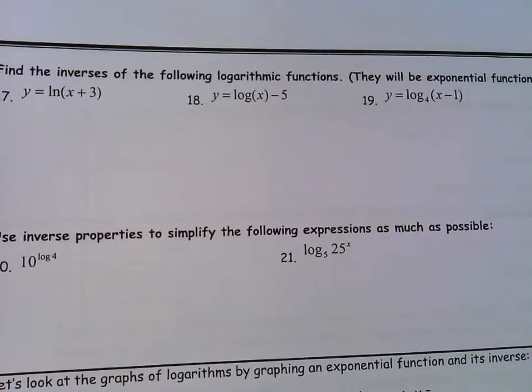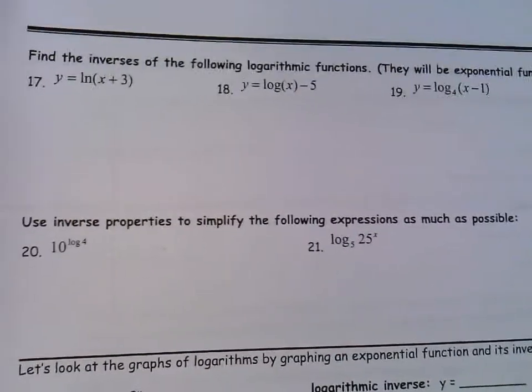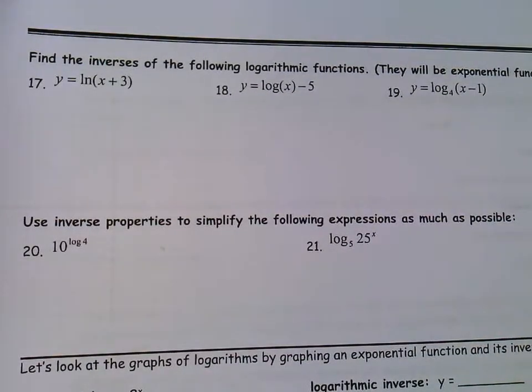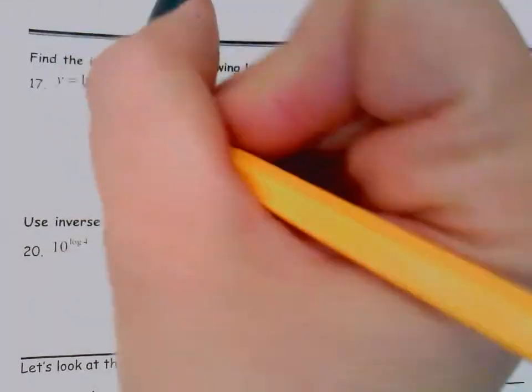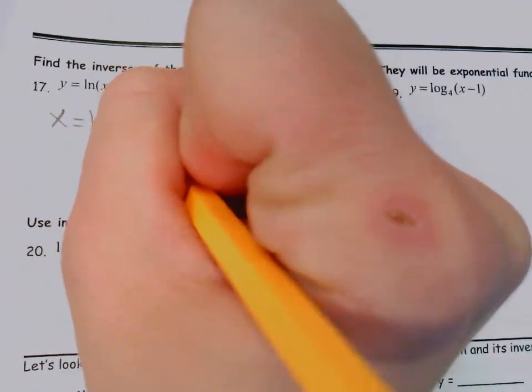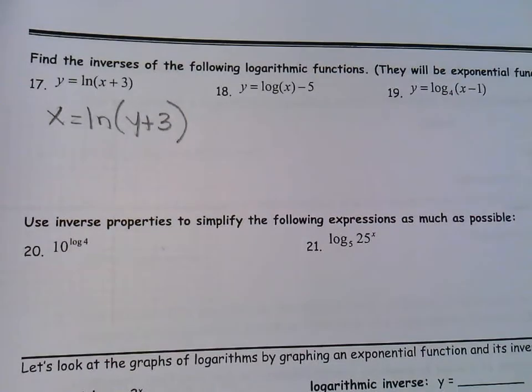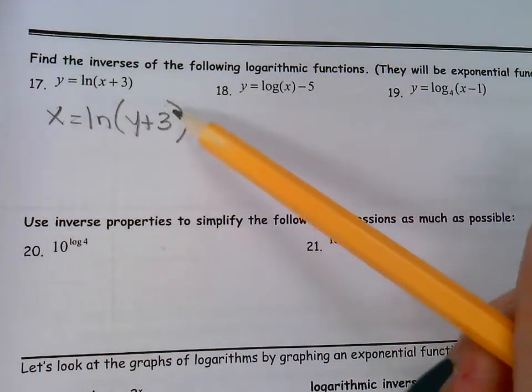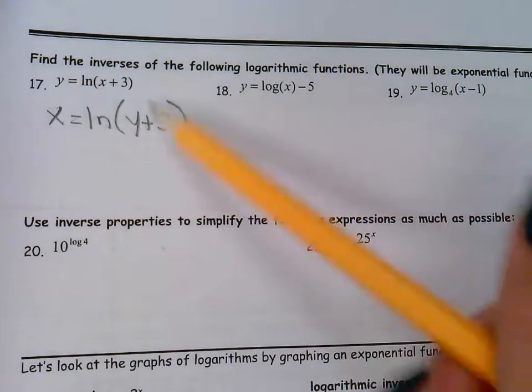It's going to be the same thing, but in reverse. So you're going to switch x and y, and you're going to change it into exponential form to get it out of log form. So x equals natural log of y plus 3. All right, all of this stuff is inside the log, so I don't have to subtract 3.